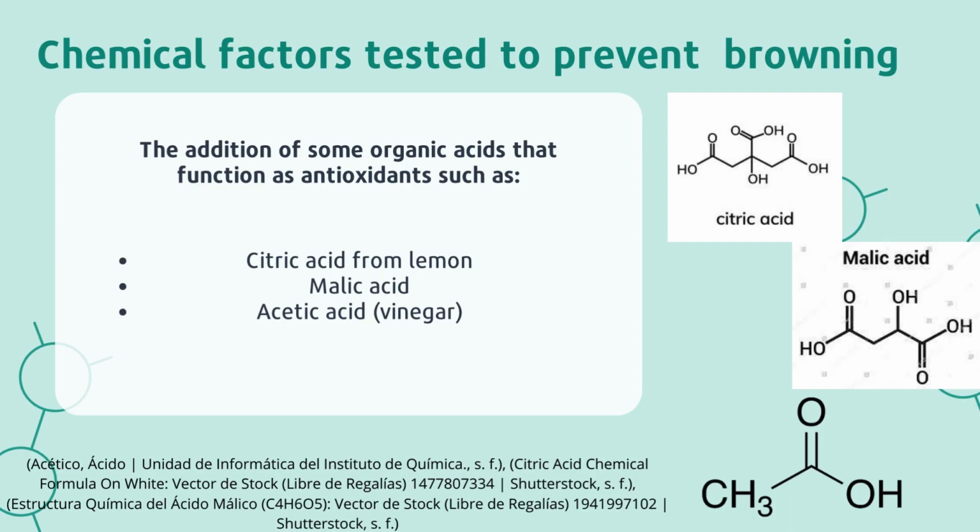The chemical factors tested to prevent browning: the addition of some organic acids that function as antioxidants, such as citric acid from lemon, malic acid, and acetic acid. These are some ways that we can prevent browning. So that is useful for our solution.